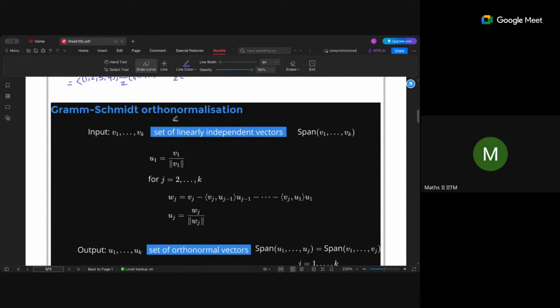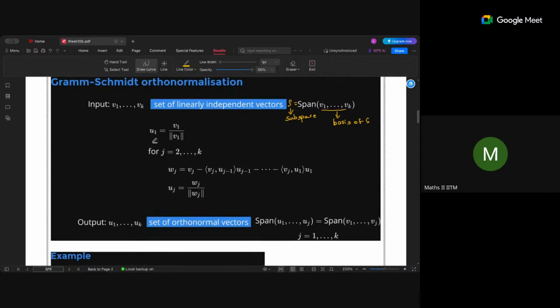Let us say you have a set of vectors v1, v2, up to vk. These are linearly independent vectors. Let's say S is the span of v1, v2, up to vk. We know that this S is a subspace, and these vectors are a basis of S, because they are linearly independent and they span S. Now, how can we convert v1, v2, up to vk into an orthonormal set of vectors?